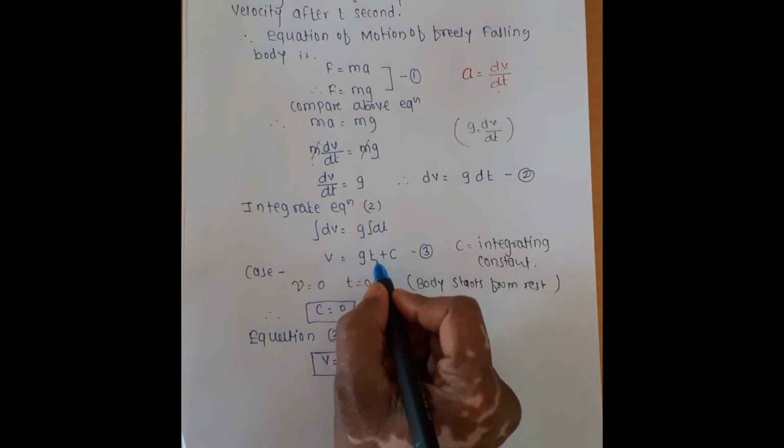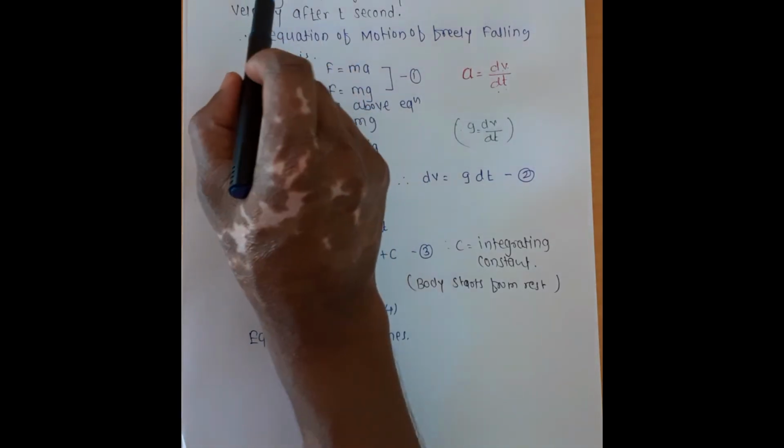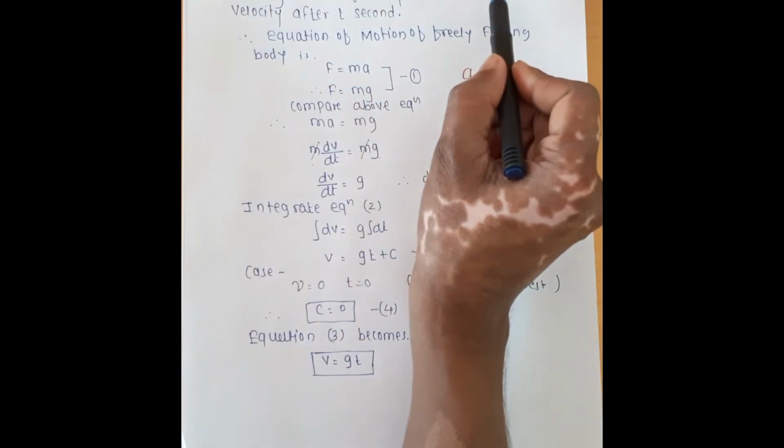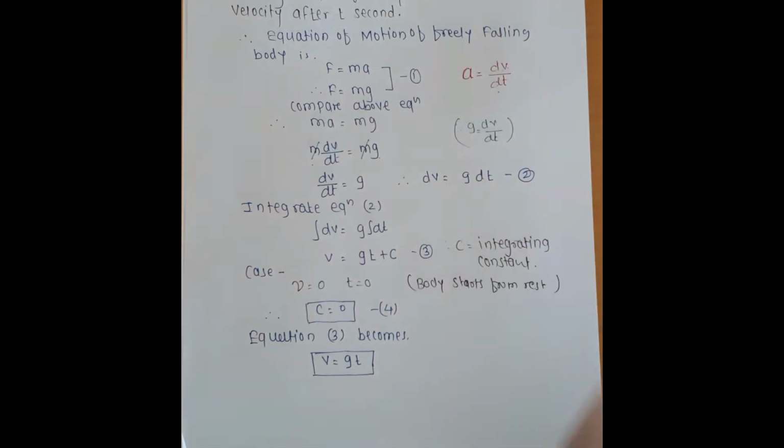Here we use the t. After t seconds, the velocity will be what? V is equal to g into t. It means, what is our problem? Consider a body starting from rest and falling under gravity. What will be its velocity after t seconds? So after t seconds, the velocity depends upon the gravitational force. So that's why velocity is equal to g into t.